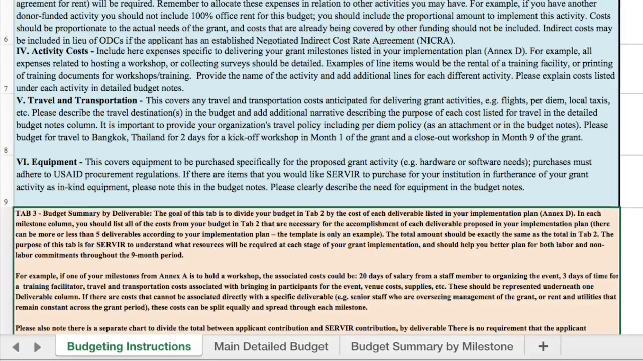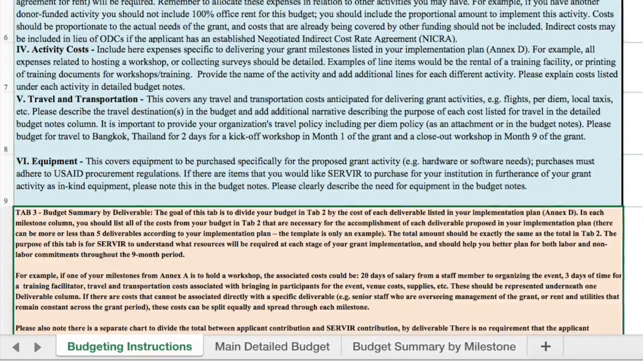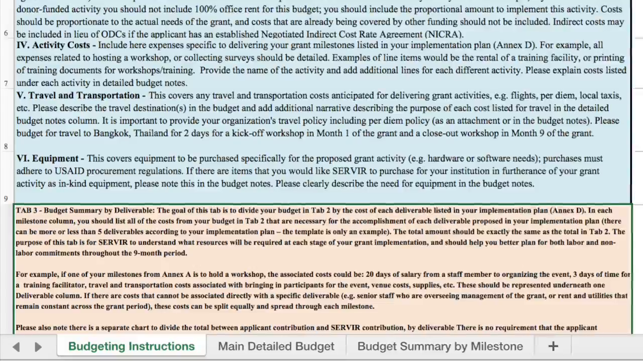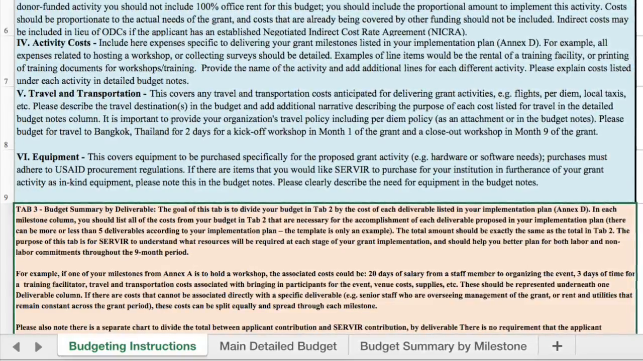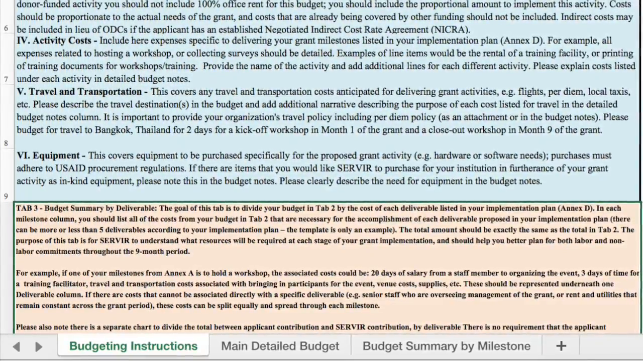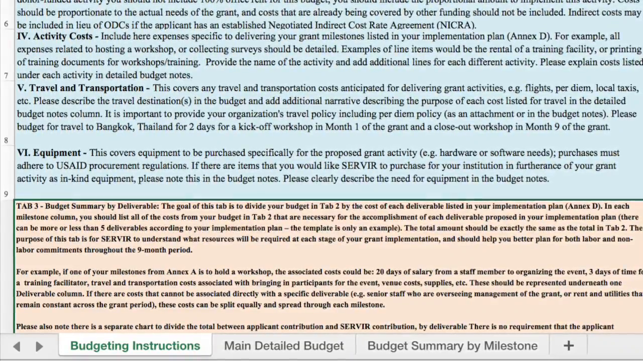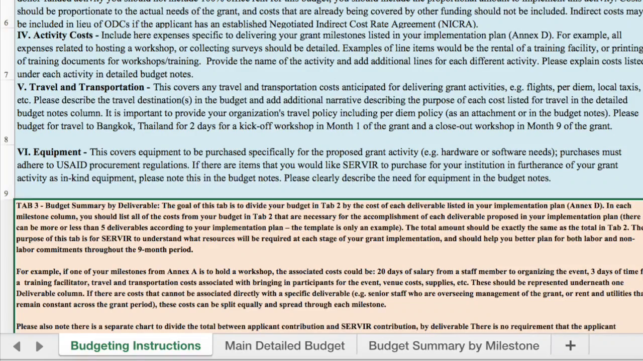Now we will discuss each tab of the budget form, which is an Excel spreadsheet with 3 tabs. The first tab of the budget form is the budgeting instructions. Please read these instructions carefully as they will help you complete tabs 2 and 3. Additionally, if any of the instructions are unclear, please email grants@severesupport.net and we will address any specific questions you have.